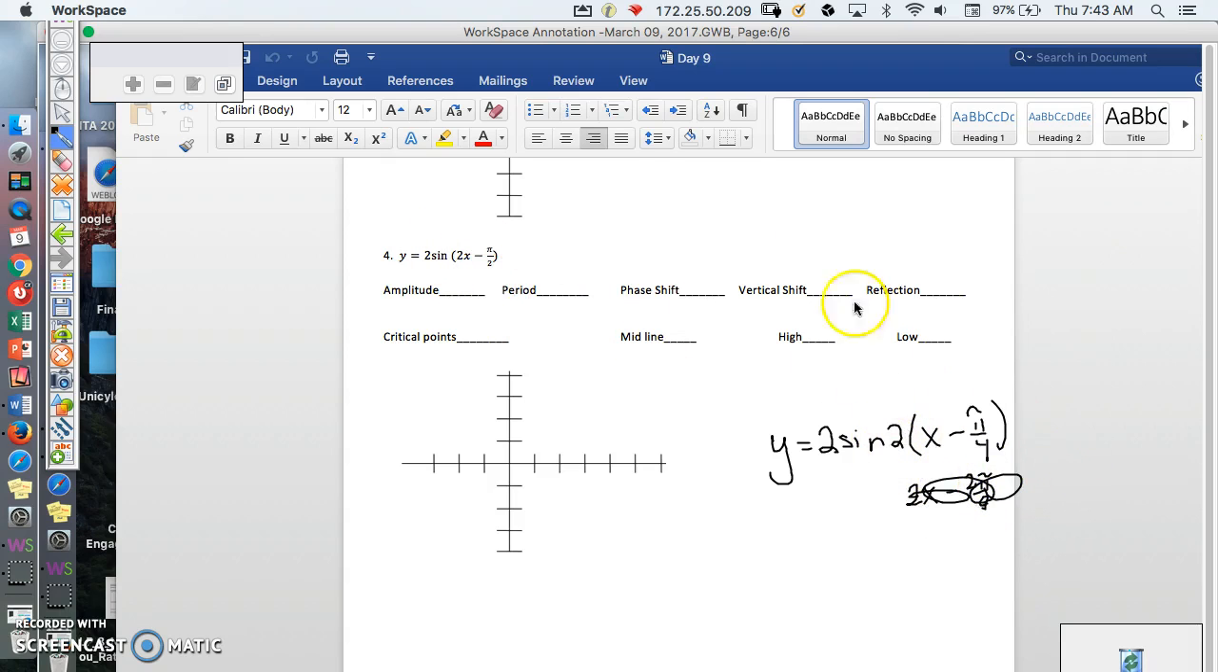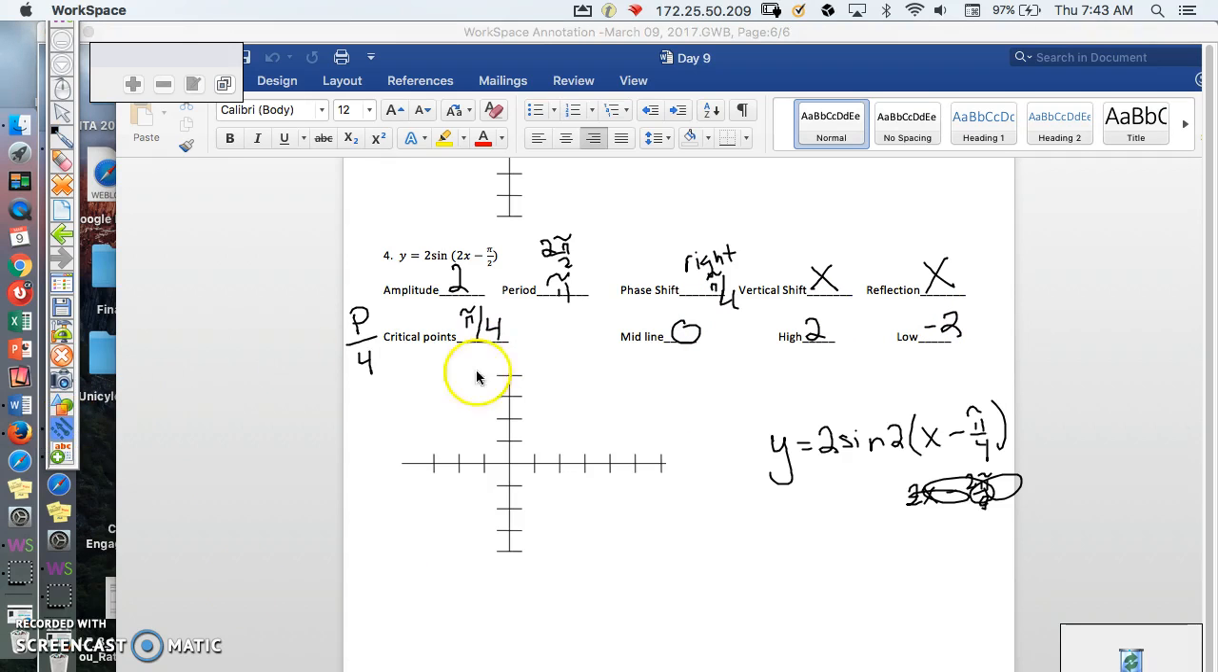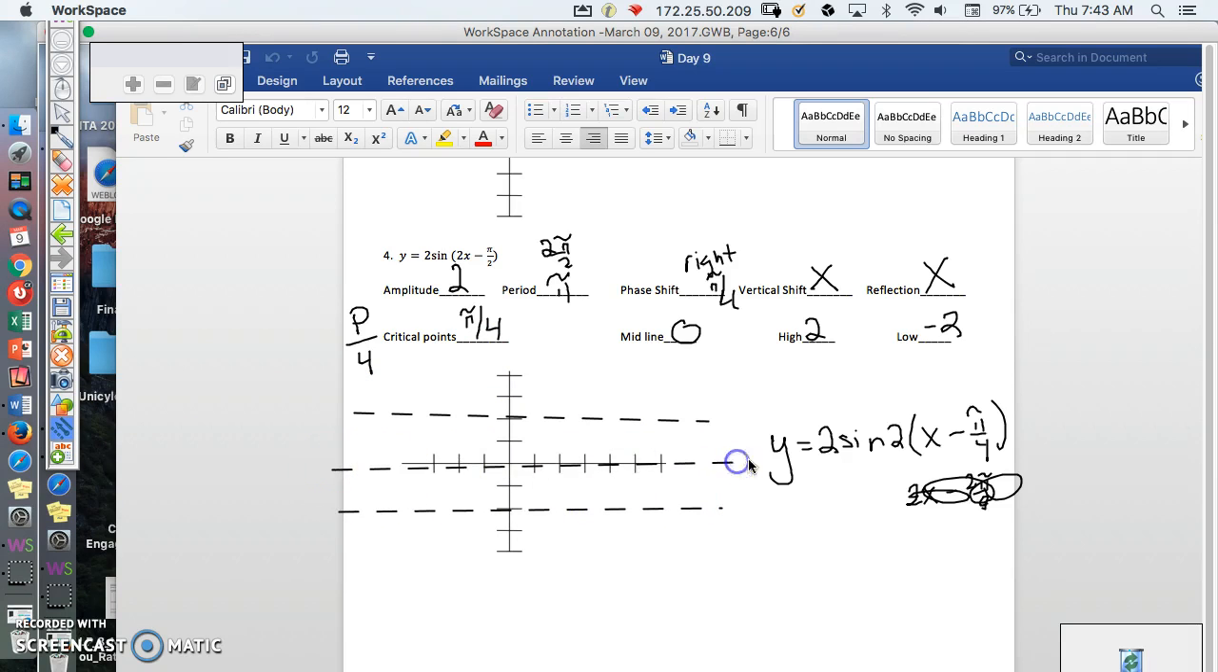So now I have that B on the outside of parentheses. So our amplitude is 2, our period is 2 pi over 2, so that's pi. Phase shift minus pi over 4, so to the right pi over 4. There isn't a vertical shift or a reflection. So again, critical points, pi over 4. Midline is at 0, so our high is 2 and negative 2. So let's see, I could dash that in. We got 2, negative 2, and our midline.